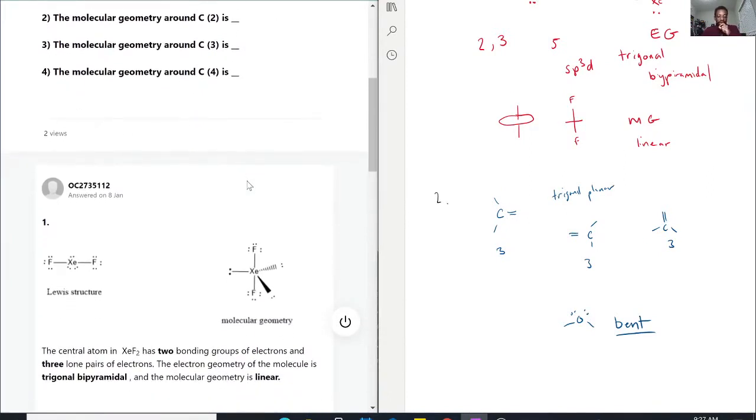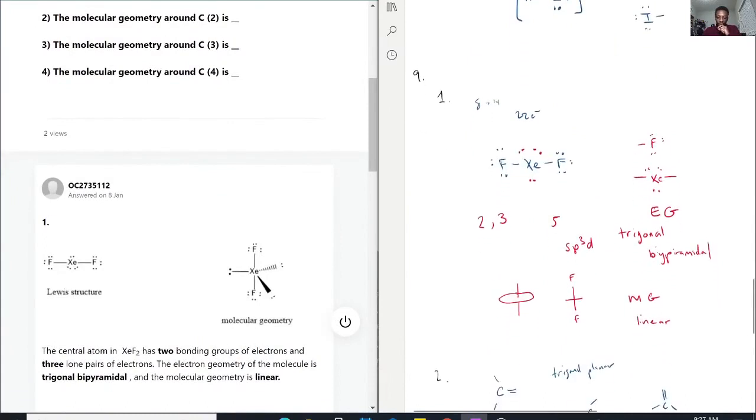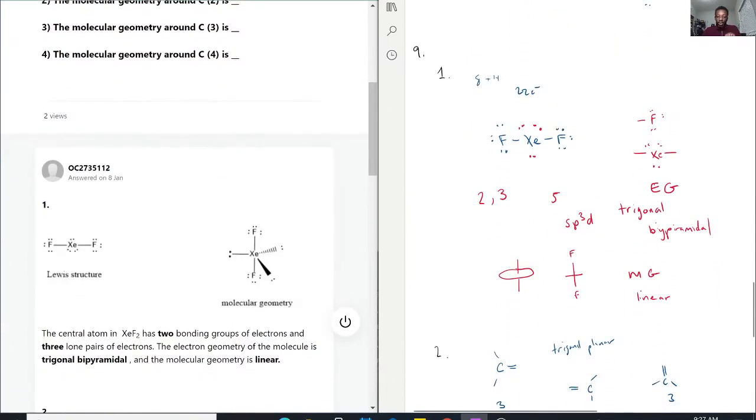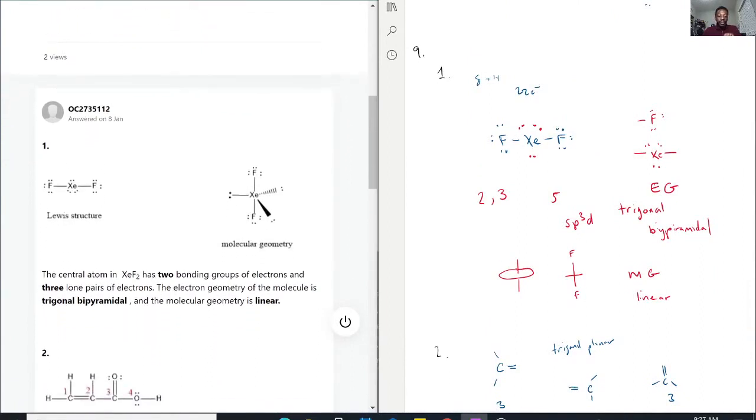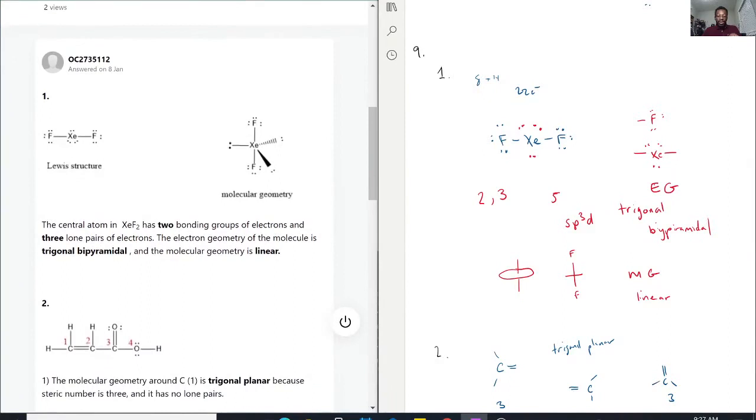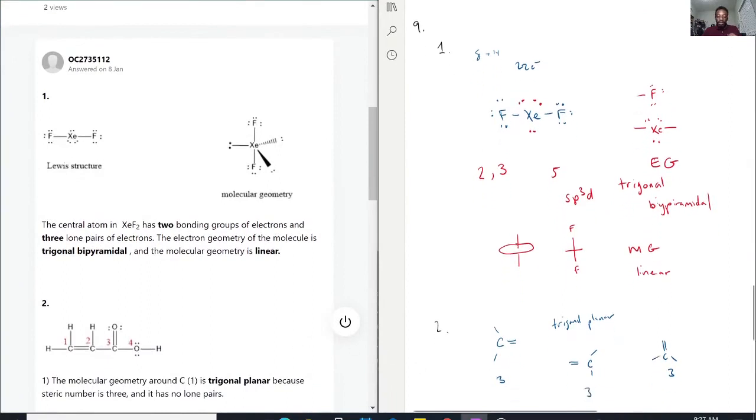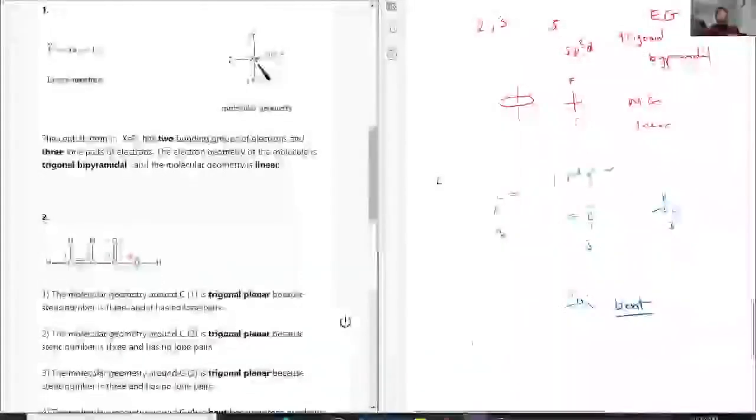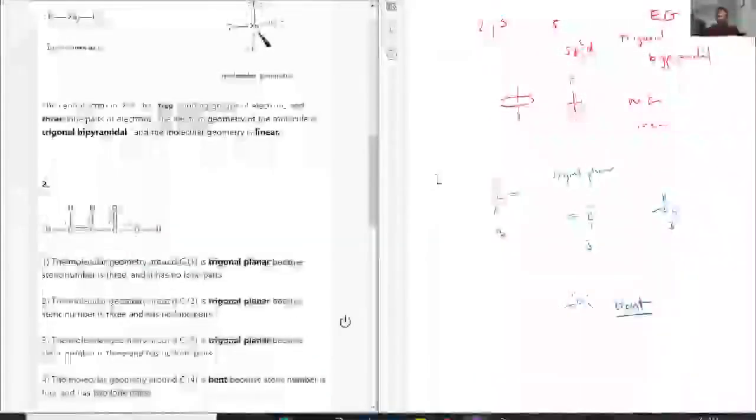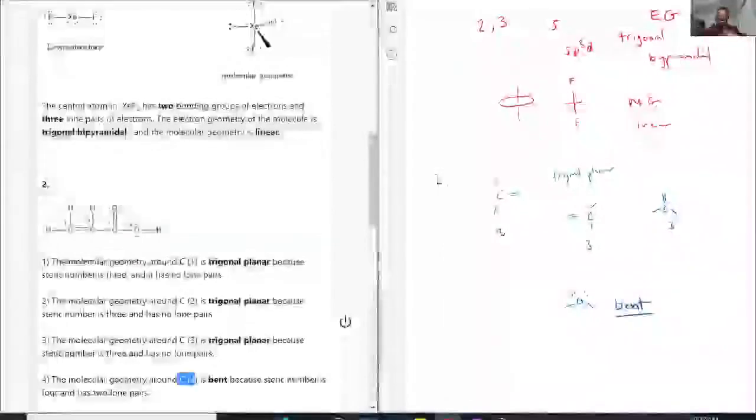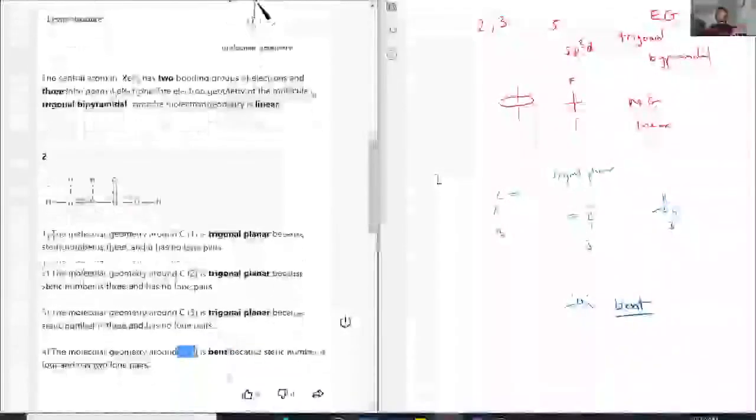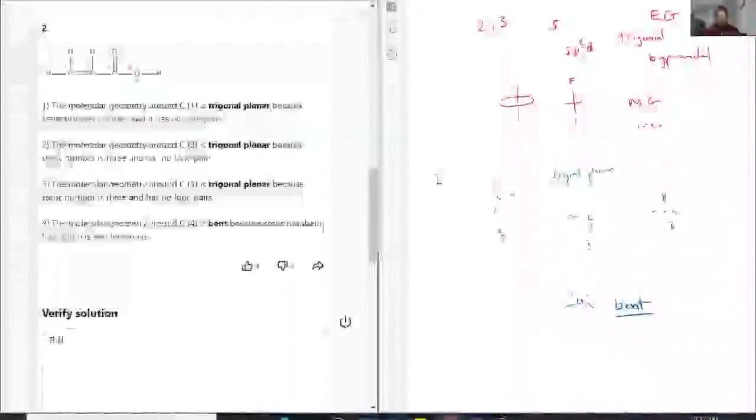So, exactly 2 bonding groups and 3 lone pairs based on the central atom. So trigonal bipyramidal, which is what we got for electron geometry, and the molecular geometry is indeed linear. Now for the carbons, exactly trigonal planar, which is what we got for the first carbon. Second carbon, also trigonal planar. Third carbon, also trigonal planar. And the molecular geometry around the oxygen, so not C4, but just the oxygen, is bent because it has 2 bonding groups and 2 lone pairs. So this is all correct.